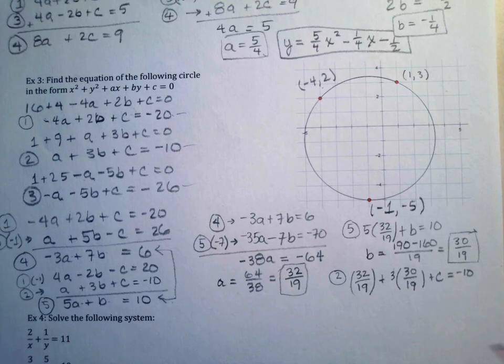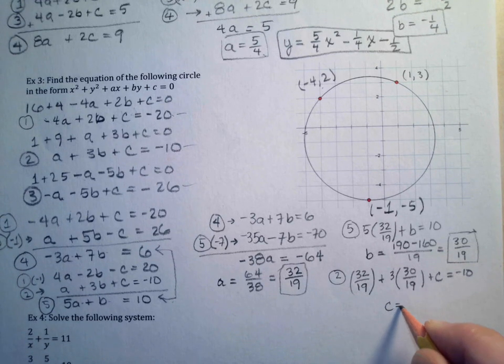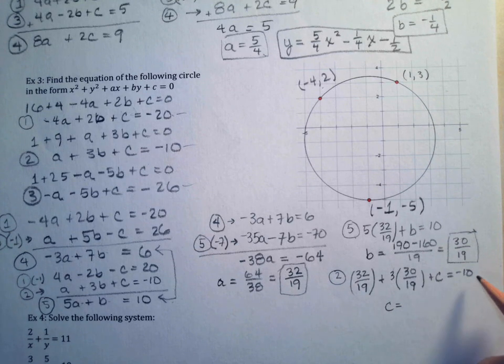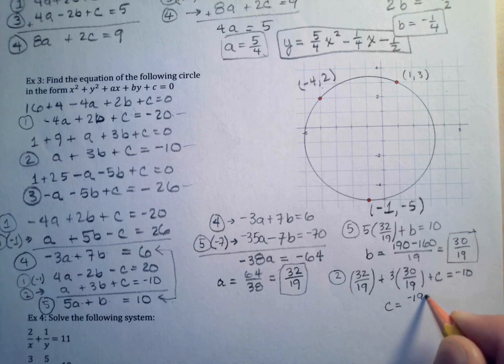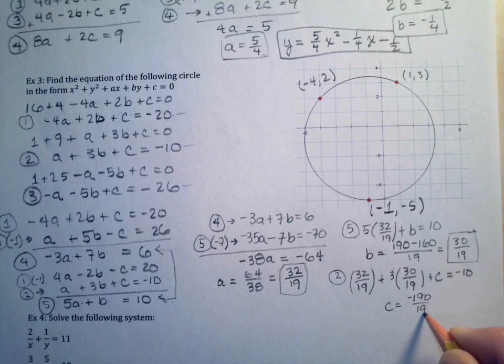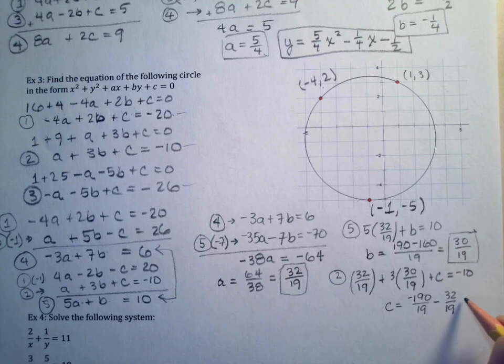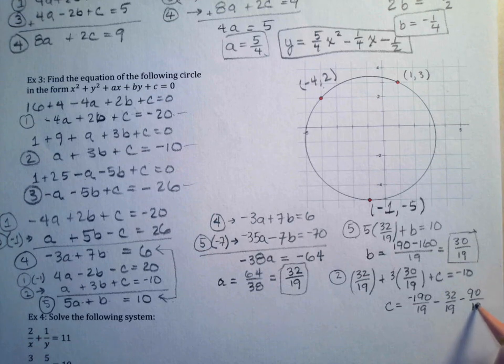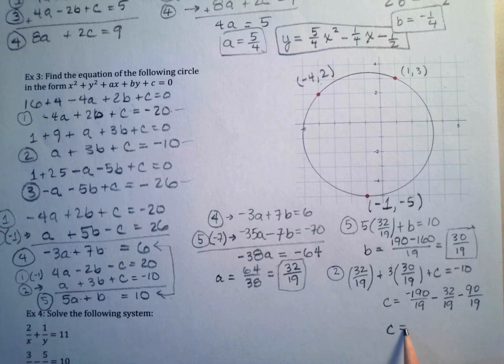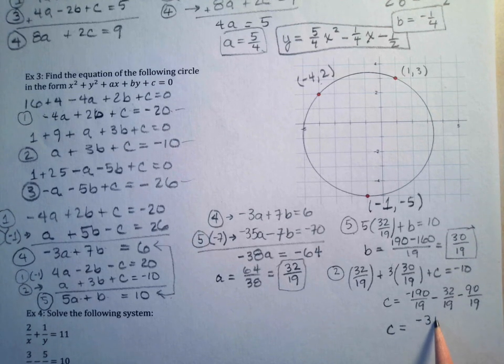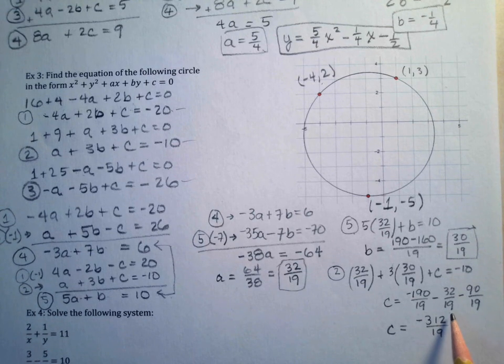All right. I move all that to the other side. I end up with C equals, what is that going to be? Get common denominator there. That's -190/19. And then minus 32/19. And then minus 90/19 if I move them all over. And then simplifying that gives me -312/19. Okay, so, kind of nasty fractions. Again, don't expect that you'd get such nasty ones on the test.